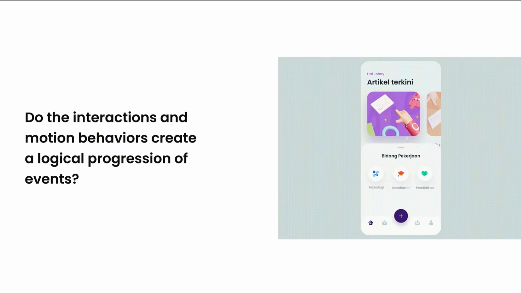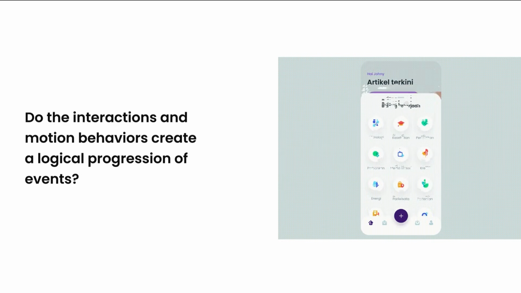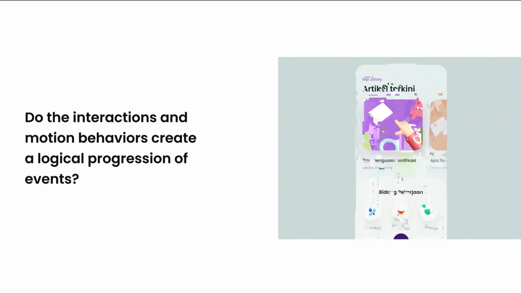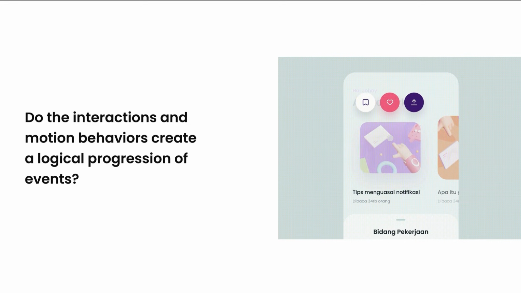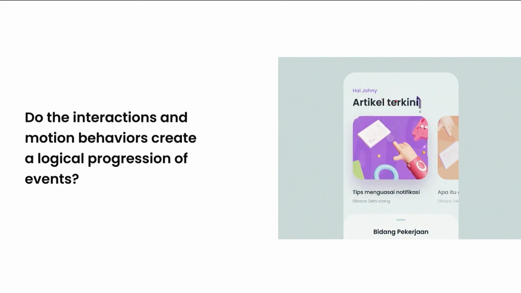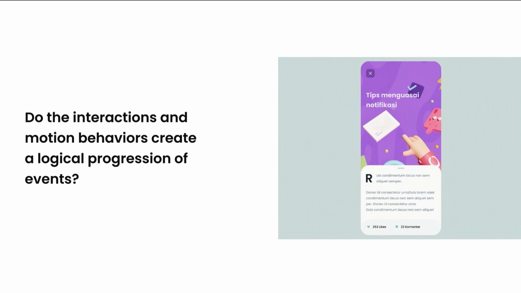Do the interactions and motion behaviors create a logical progression of events? Are interactions and the motion behaviors they trigger tied to a logical progression of events that satisfies the user's intent? When we design experiences, we need to make sure that the moments and events that we prototype and design connect together in a logical way throughout the entire user experience.